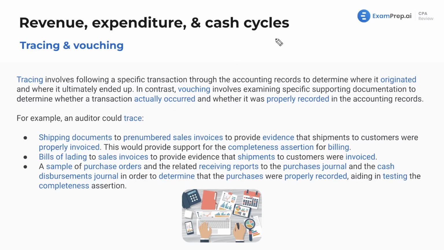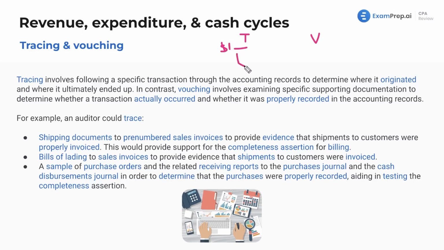Now, let's see the differences here. I'm just going to make a nice visualization for you. Tracing and vouching. Now, with tracing, we are going to say, here's the transaction. Tracing, start with the transaction. We're going to find this line item, and then we are going to sift through the records to find where it ultimately ended up. So we're going to find this transaction of, let's say we purchased $1 worth of goods. So this is the line item, right? This transaction, $1 worth of goods.